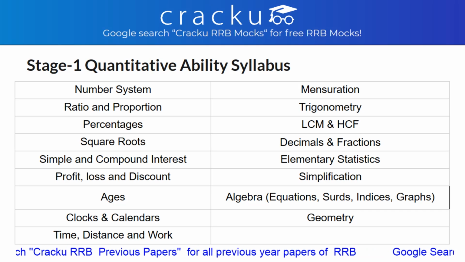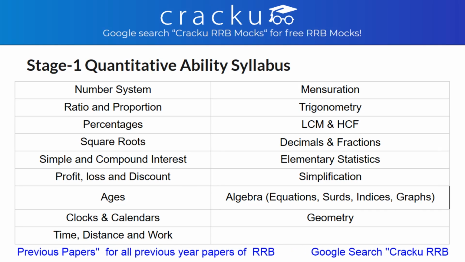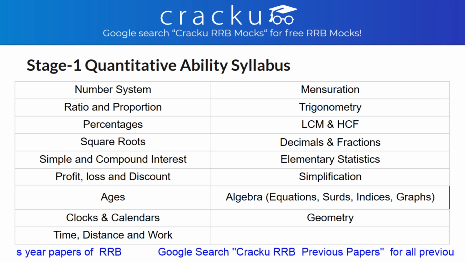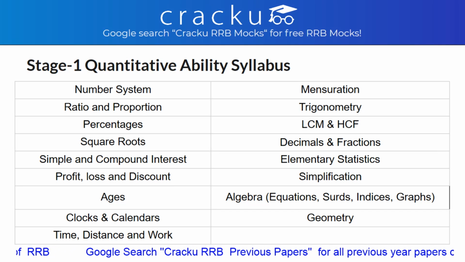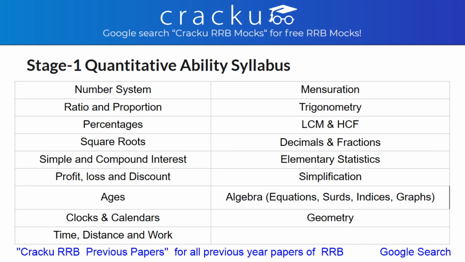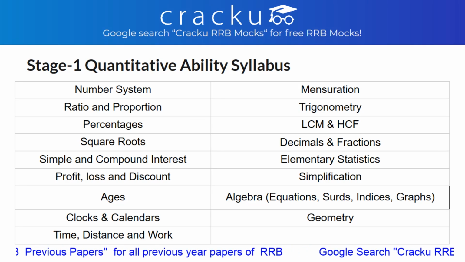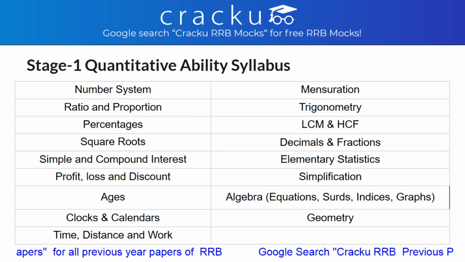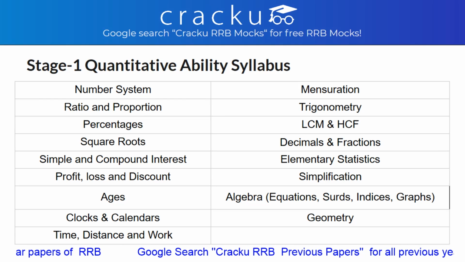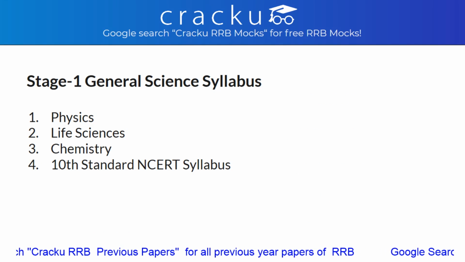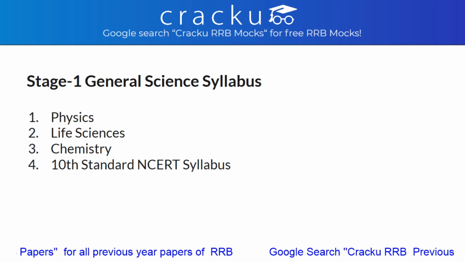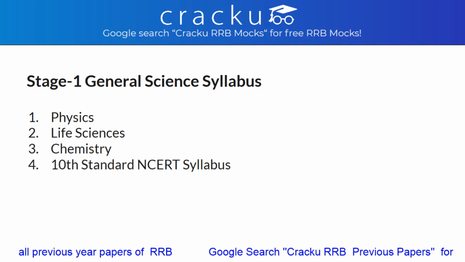The areas that are tested in quantitative ability are number system, ratios and proportion, percentages, square roots, simple and compound interest, profit, loss and discount, ages, clocks and calendars, time, distance and work, mensuration, trigonometry, LCM and HCF, decimals and fractions, elementary statistics, simplification, algebra and geometry. In general science, questions from physics, life sciences, chemistry and 10th standard NCERT syllabus will be asked.